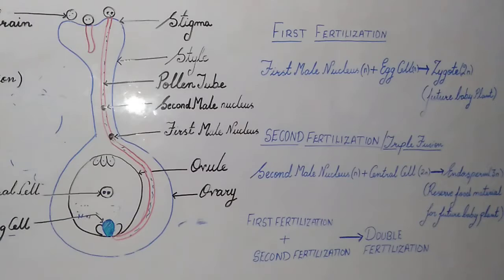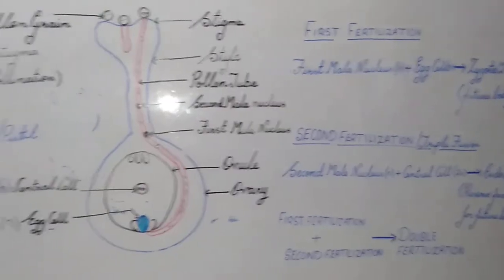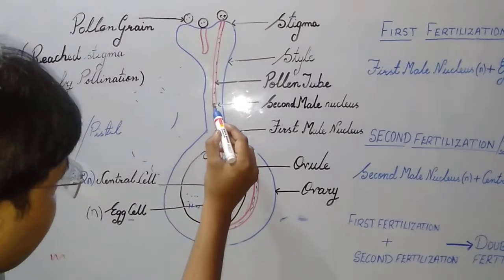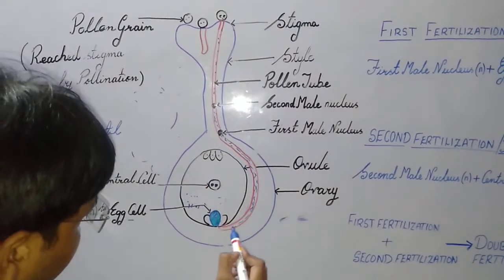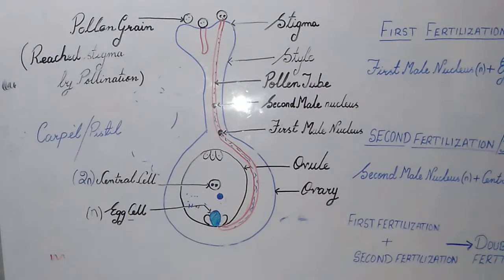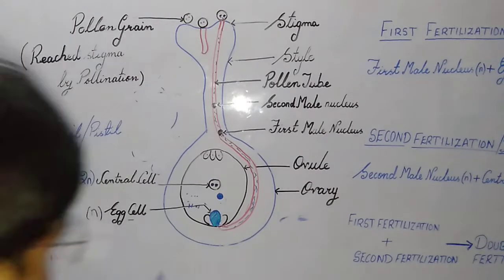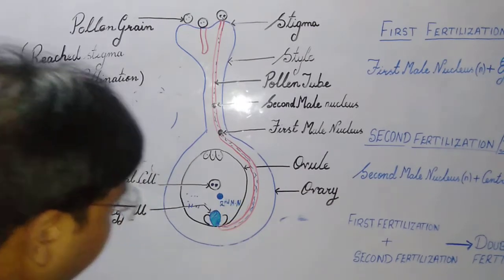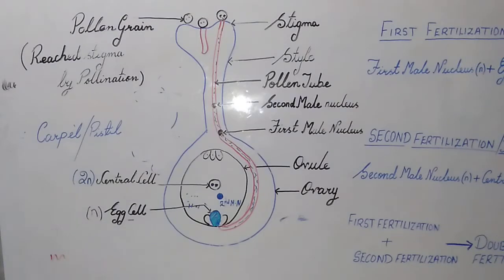Now the question arises: what happens to the second male gamete that was there in the pollen grain? The second male gamete also completes its journey. It comes like this and enters inside. Now this is the second male gamete, male nucleus. This second male nucleus fuses with the central cell.